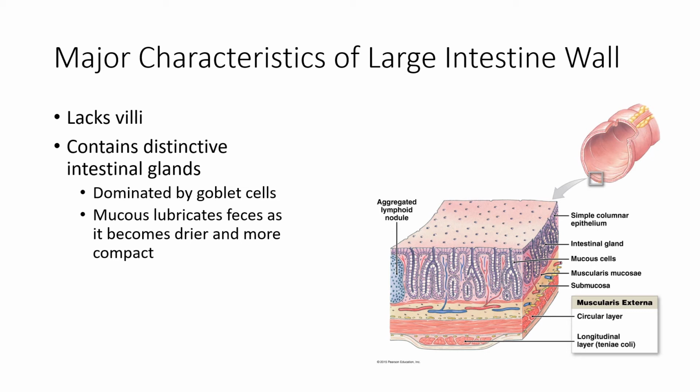Comparatively to the small intestine, the large intestine wall does not have villi, but it does have distinctive intestinal glands. These are going to be dominated by our good friend the goblet cells, which, remember, are going to produce mucus. If we have a lot of them, it is going to produce a lot of mucus to lubricate the feces as the feces becomes drier and more compact. We have to be able to move these products through the large intestine using mass movements and the mucus from our goblet cells in order to get it out of the body.